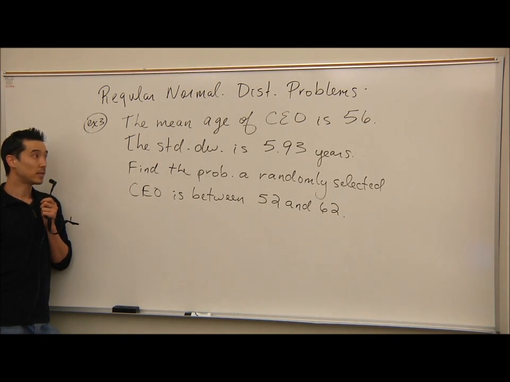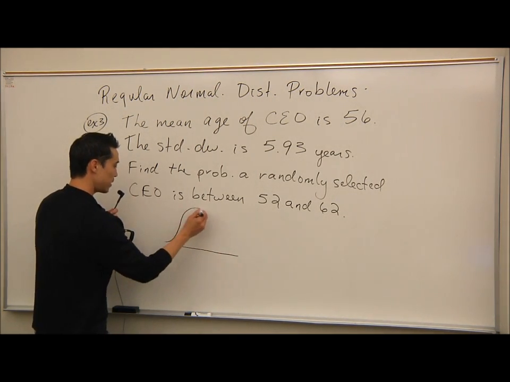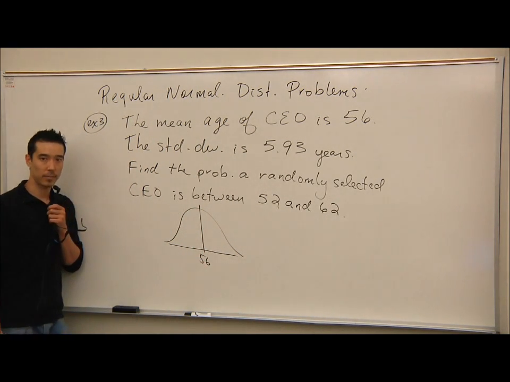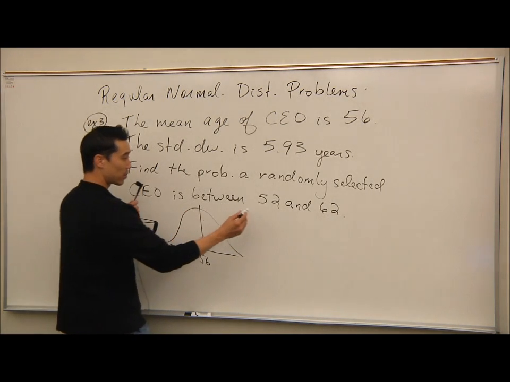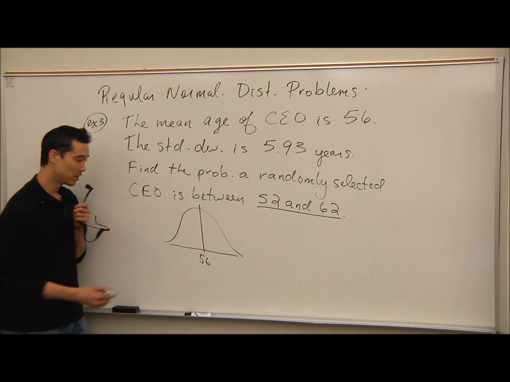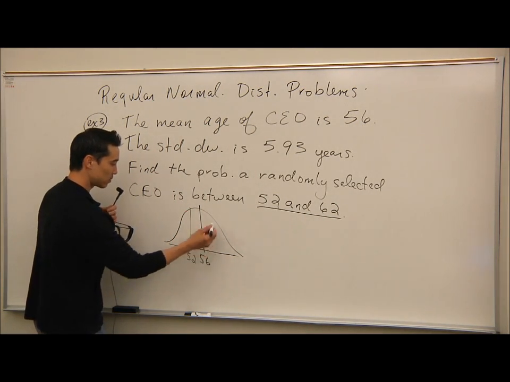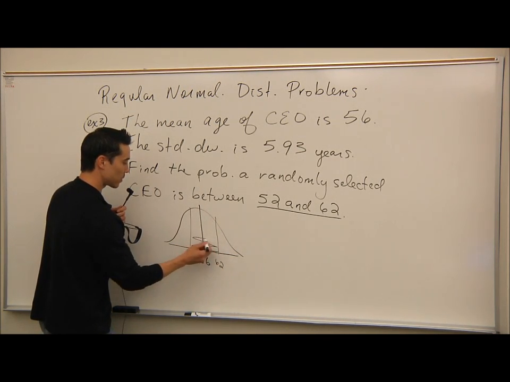We have the mean age is 56, and we know it's normal, so draw a normal picture. The mean is 56, so that's going to be right in the middle. We're very concerned with what area we're trying to find. In all of these problems, it's what area am I trying to find? In this question, the probability that a CEO is between 52 and 62. So where is 52? Somewhere here, maybe. And where is 62? Somewhere here. So I need all of this area to get this problem right.